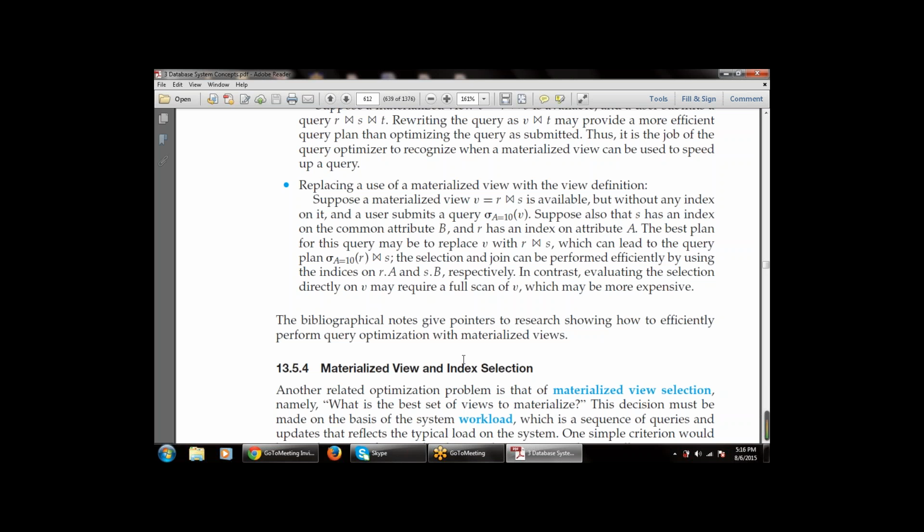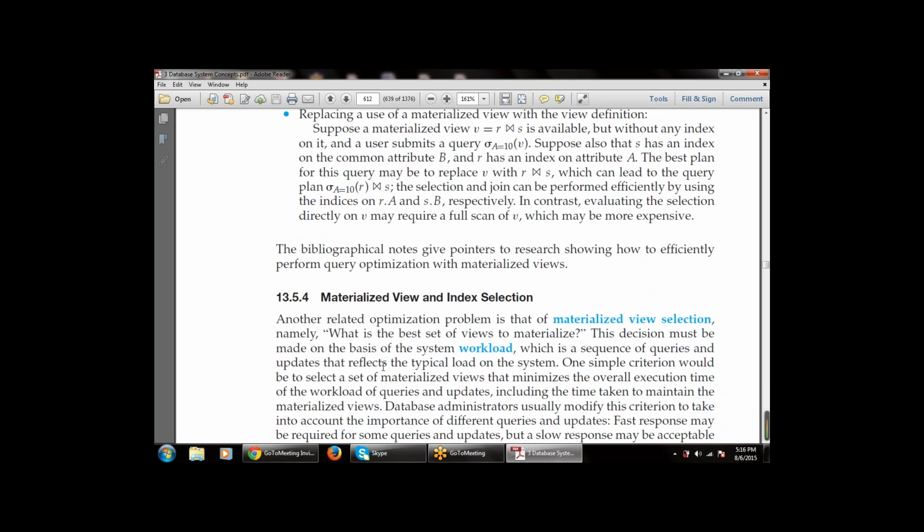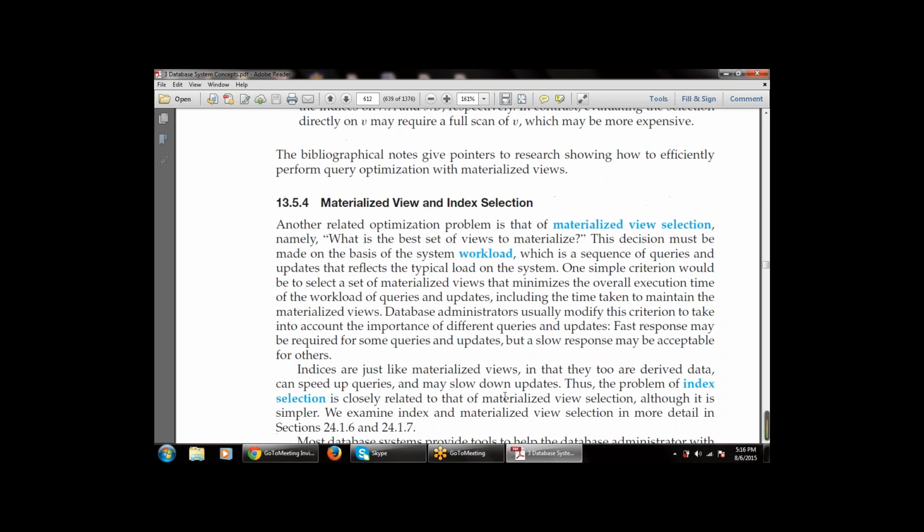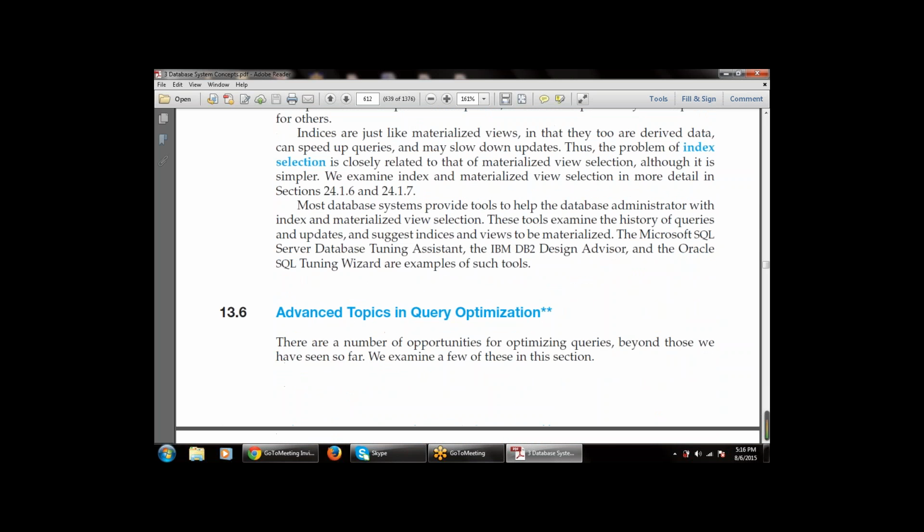Next is materialized view selection, that is, what is the best set of views to materialize. So what is the best method or view to use as a materialized view? This decision must be made on the basis of the system workload, that is, the sequence of queries and updates that reflects the typical load on the system. One simple criterion used to select a materialized view is to minimize the overall execution time as well as the cost of the updates.